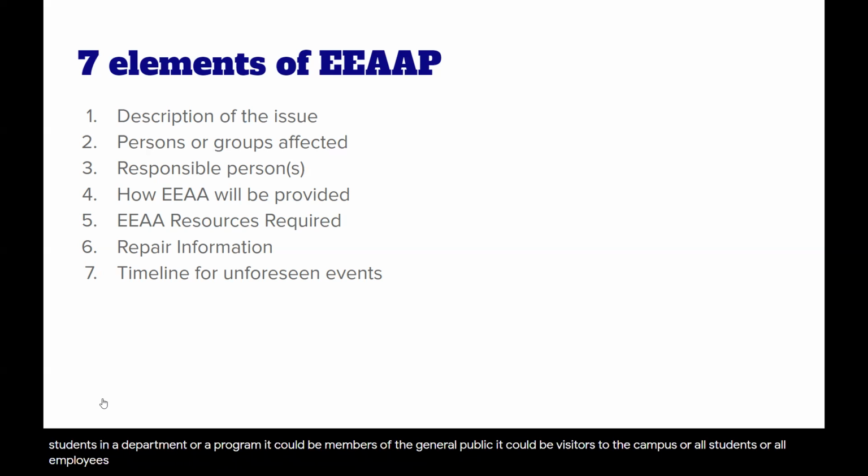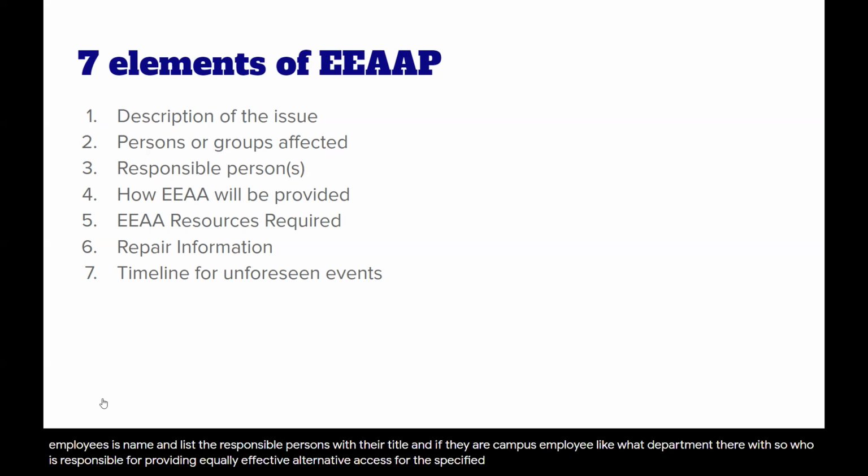The third thing you want to do is name and list the responsible persons with their title, and if they are a campus employee, what department they're with. So who is responsible for providing equally effective alternate access for the specified known accessibility issue?